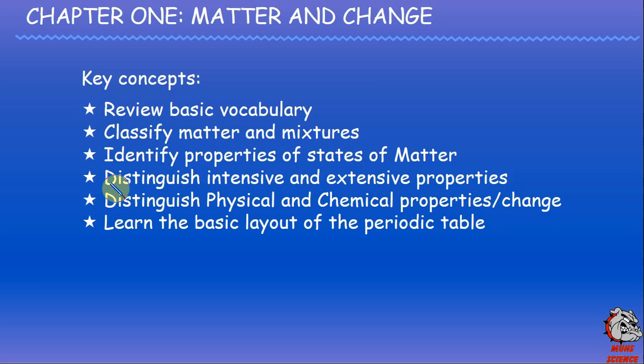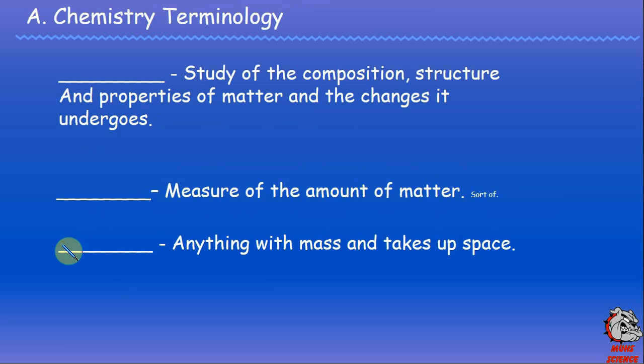Subsequent videos in this chapter will outline the other 4 particular goals, identifying properties and states of matter, distinguishing something called intensive versus extensive properties, distinguishing physical and chemical properties, physical and chemical changes, and learning the basic layout of the periodic table at the very end.